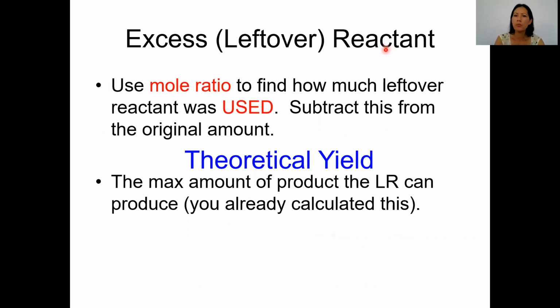So the excess we'll talk about more later in our next example, but what we'll do is use mole ratio to find out how much of that leftover reactant was used and subtract that from the original. And the theoretical yield, you already found this out. It's the max amount of product the limiting reactant can make.